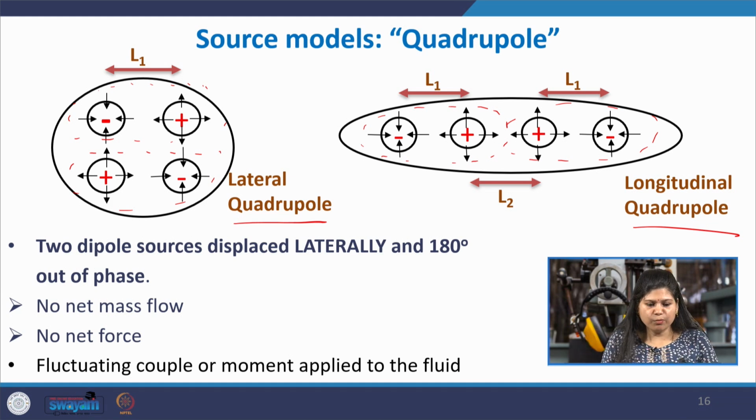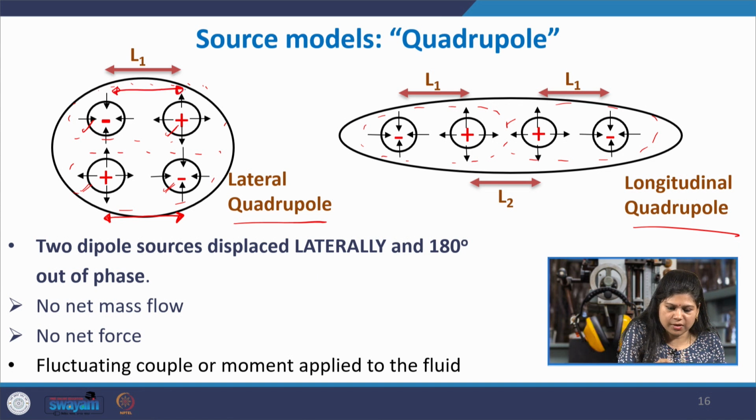Okay. So, in both these cases, the net mass addition is 0, because whatever is being added by this pair is getting cancelled by this pair, whatever is added by this pair is getting cancelled by this pair, and so on. No net mass addition is happening, but at the same time there is no net force, because suppose here there was one force acting along this direction, and this force is also acting along this direction, F1 and F2.